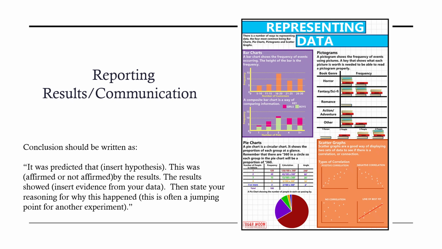Now, this next part says, then state your reasoning for why this happened. You may or may not put that in there. Oftentimes, I don't put in the reasoning why, and my reason for that is because we didn't test why, right? So my personal thought is that should never be included in your conclusion. So I'm going to scratch that right there. I don't want you to state your reasoning for why it happened. You just state that it happened. Why might come later, right?